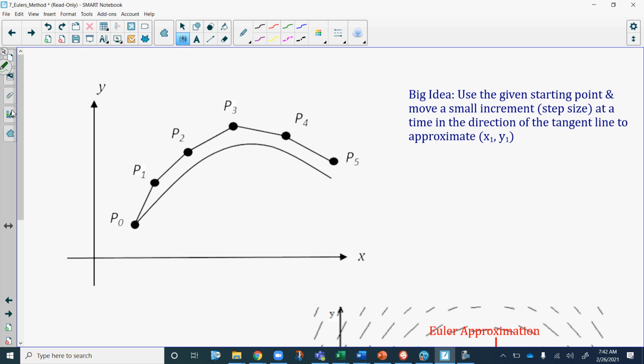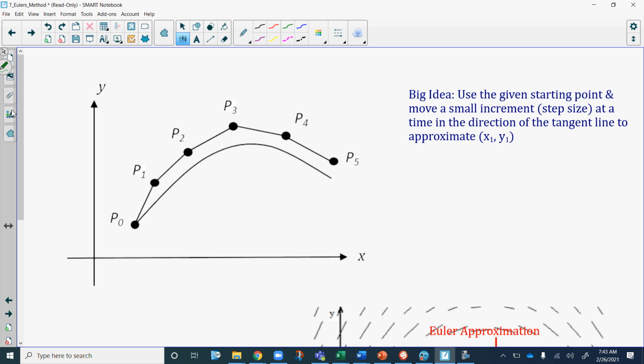So you can see that in this case, because the function is concave down, our tangent line approximations are going to be above the curve, meaning that everything that we would have would represent an overestimate approximation.